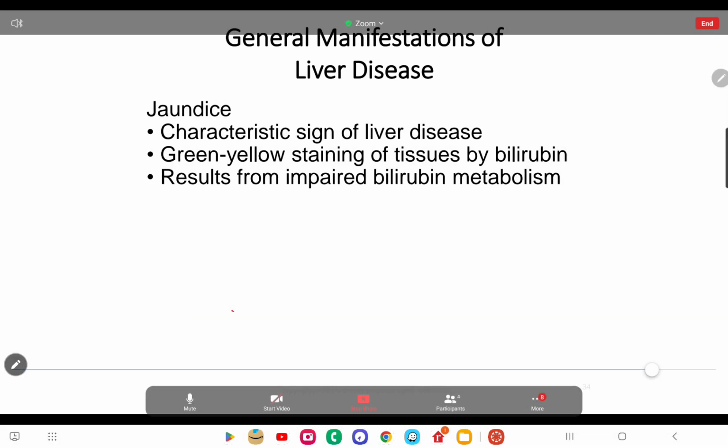Jaundice. What is jaundice? It's a sign of liver disease. Okay? It's the yellowish coloration of your body, especially in the eyes, but it could be in the whole body. Okay? In the skin, everywhere. Okay?